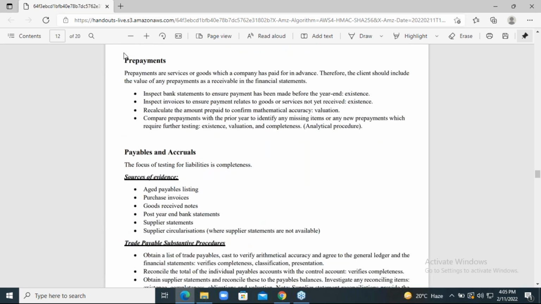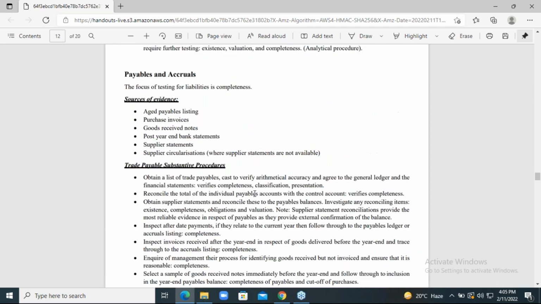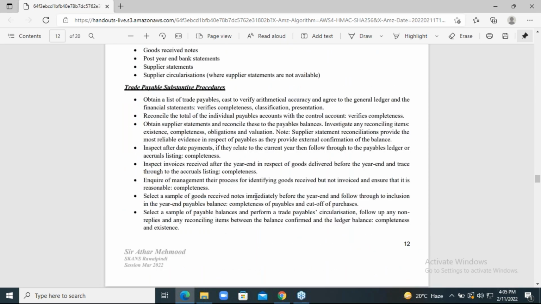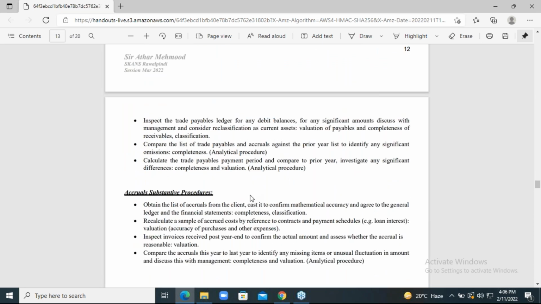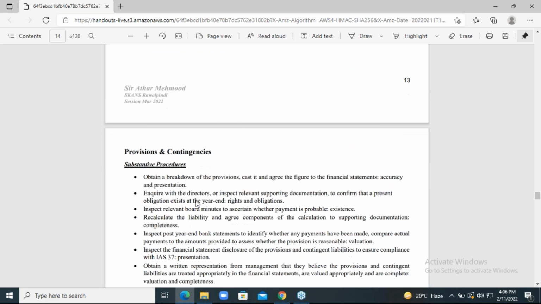Then you can see like that in the prepayment section. Then payables are a copy paste of the receivables, the difference being not GDN, but here we are using GRN. And we are also going to calculate payable and accrual days. So this is how you are going to do.